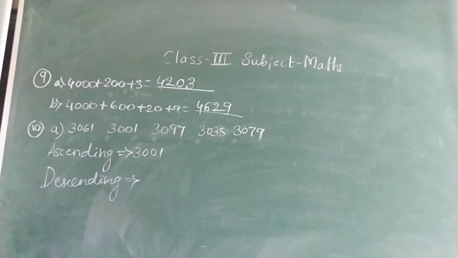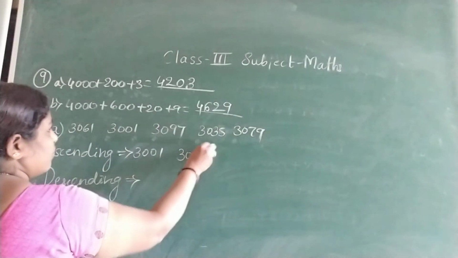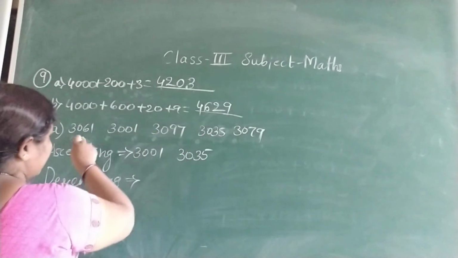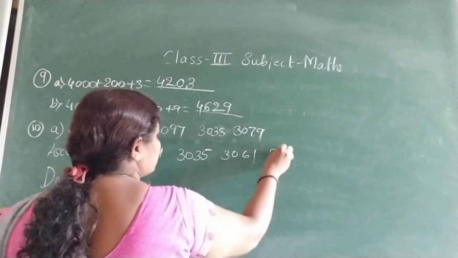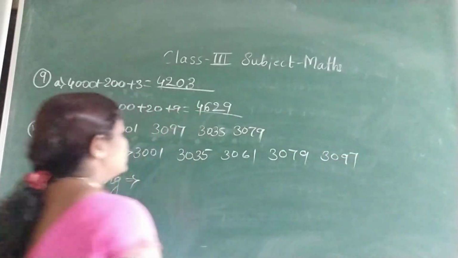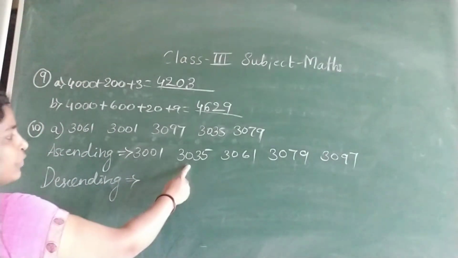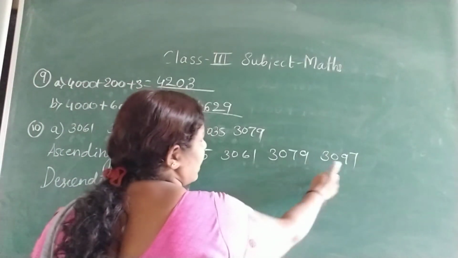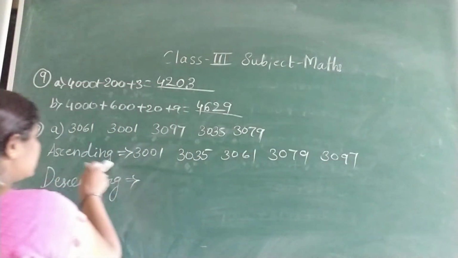After this, which is the smallest one? After this 3035. And then 3061. Next 3079. Last 3097. See, thousands place and hundreds place are same. Just you should think about one sentence: 35, 61, 79, 97. Now this is from the smallest to the biggest, so this is ascending.